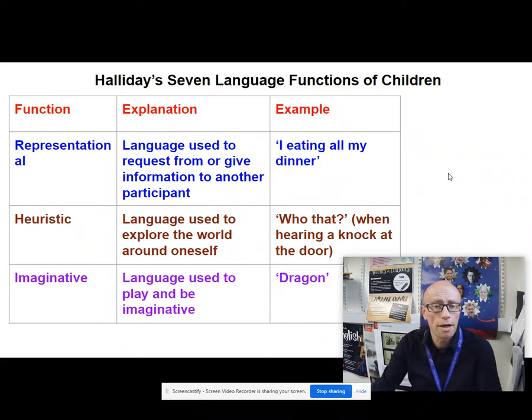And finally, we have imaginative language. So language used to play and to be imaginative, like a child saying "dragon" when there isn't really a dragon there. It's part of the child's imaginative language. And of course, you would link that in again with stage 2 of Jean Piaget's cognitive theory, because he's saying in stage 2, the pre-operational stage, that actually play and questions are central to the child's linguistic growth.